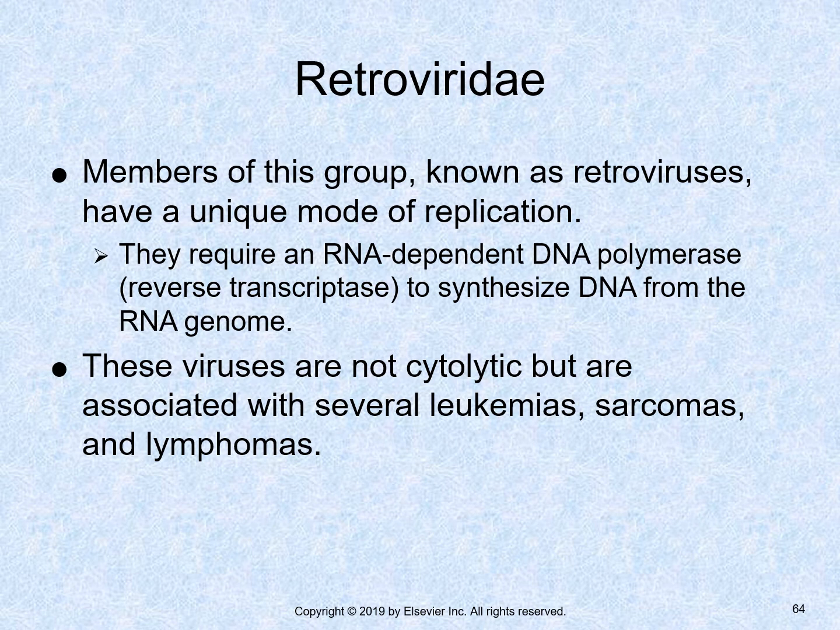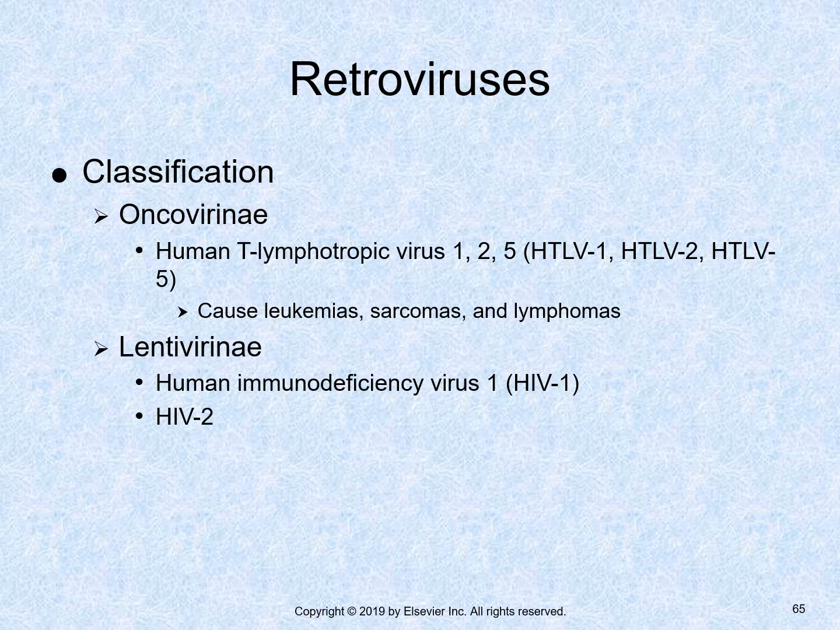The next family we'll discuss is Retroviridae. Members of this group are known as retroviruses and have a unique mode of replication. They require an RNA-dependent DNA polymerase to synthesize DNA from the RNA genome. These viruses are not cytolytic, but are associated with several leukemias, sarcomas, and lymphomas.